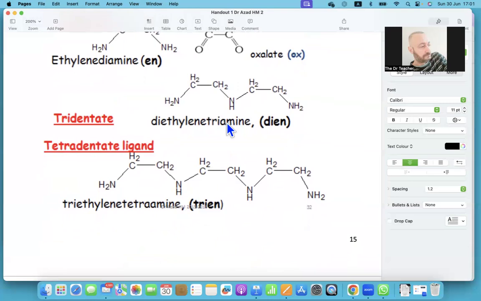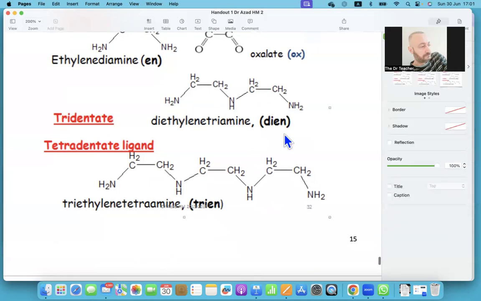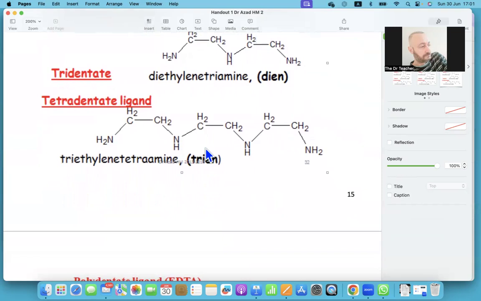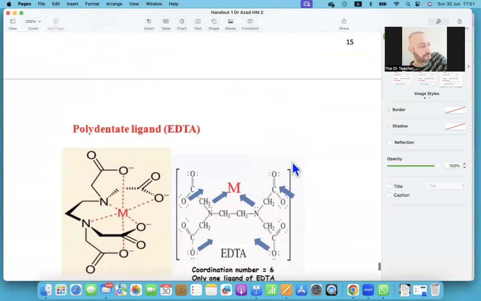The diethylene triamine can coordinate via nitrogen, nitrogen, nitrogen. Tetradentate ligands: triethylene tetraamine, triene, and N can coordinate to the metal.